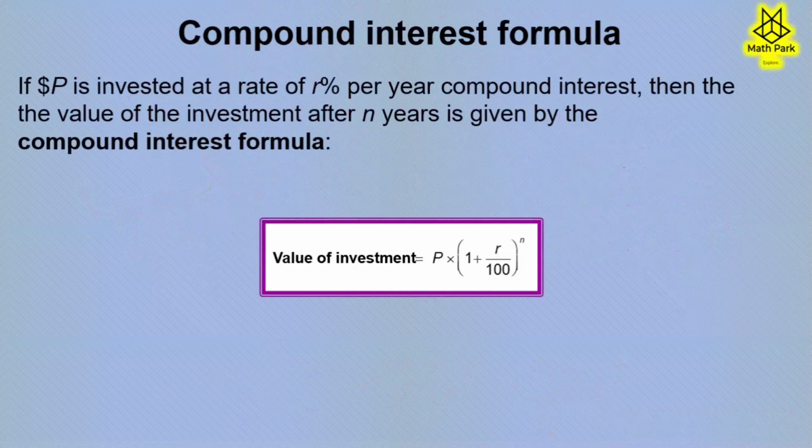So we start with the concept. Though we know what is the formula for compound interest, let's again quickly recap it. We have many other videos based on compound interest for even ICSE and IGCSE. So if $P is invested at the rate of R% per year compound interest, then the value of the investment, that is the amount that we get after n years, is given by P times (1 plus R over 100) raised to n, where P is the initial investment, R is the rate of interest per year and n is the number of years.